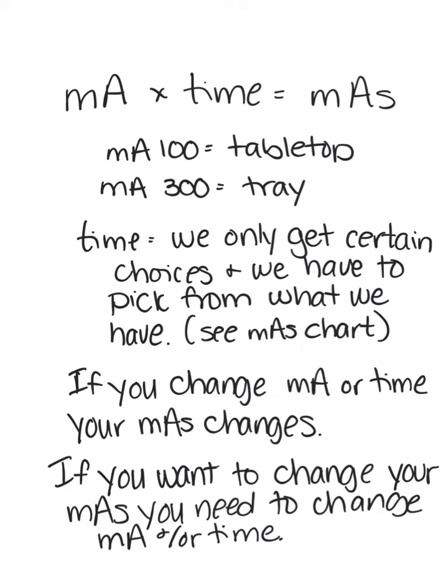So if your range is say 3.25 to 3.75, and you know you want an mA of 100, if you look at the chart, your only choice is an mAs of 3.3. So there's your new mAs, it's going to be 3.3. It's in the correct range. You know your mA is 100, and now you just have to look at the chart and pull off the time, and all of your work is done.